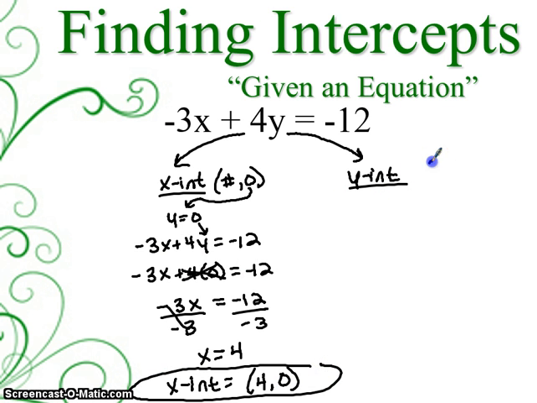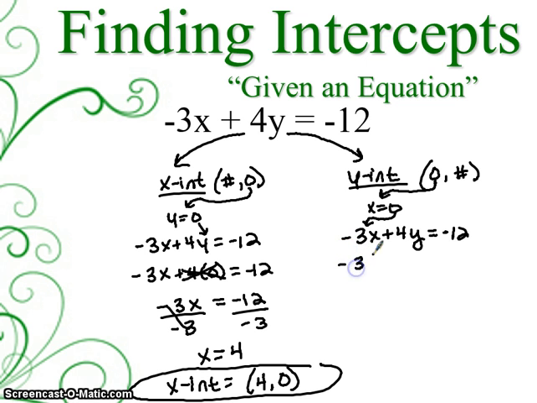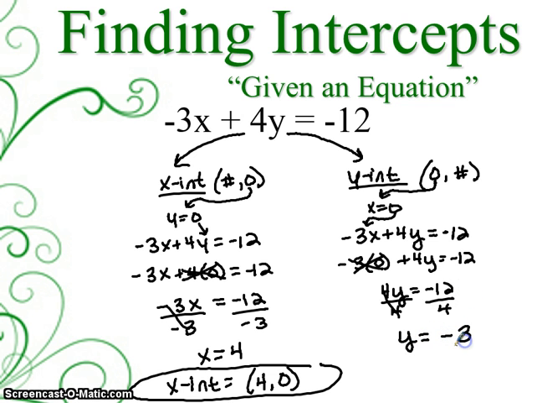Do the same thing for y, except the layout of the ordered pair is always 0, comma, a number. So the x value is 0. So we're going to take our equation, but this time, instead of substituting for y, we're substituting for x. We're going to substitute 0 for x. So we have negative 3 times 0 plus 4y equals negative 12. Negative 3 times 0 is 0. So we have 4y equals negative 12. Divide each side by 4, and we get y equals negative 3. So our y-intercept is the point 0, negative 3.